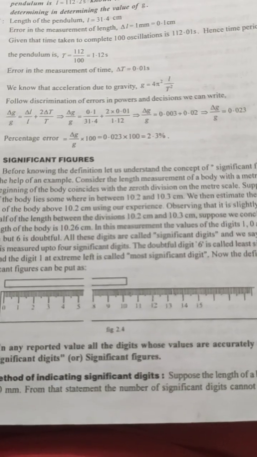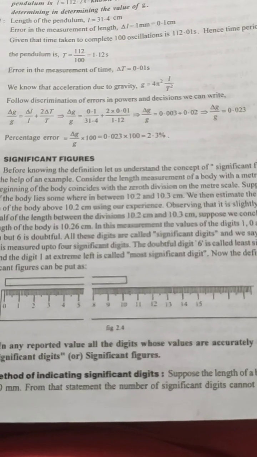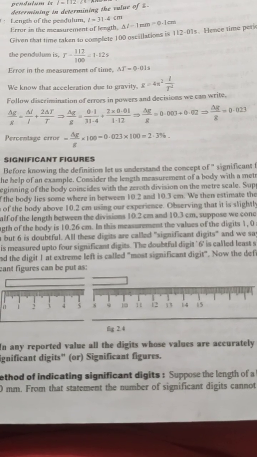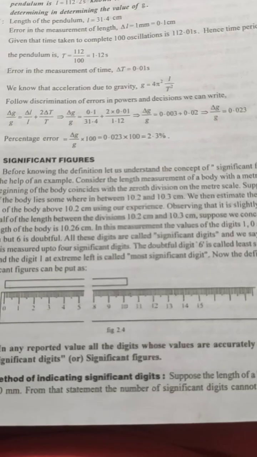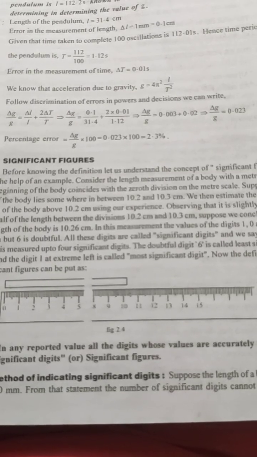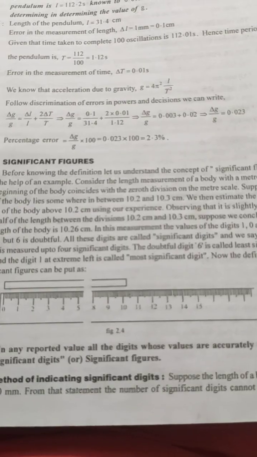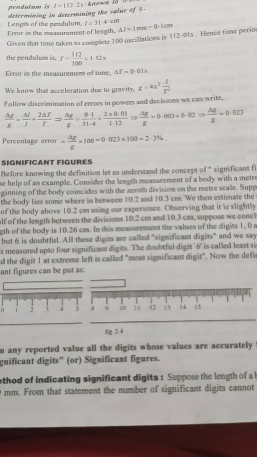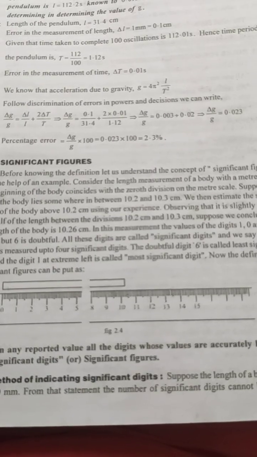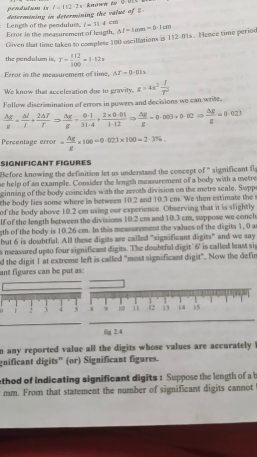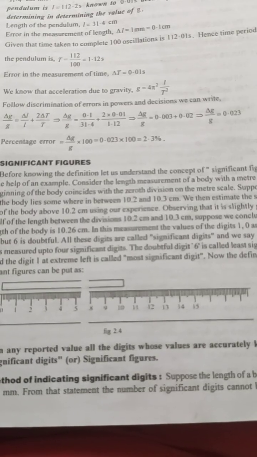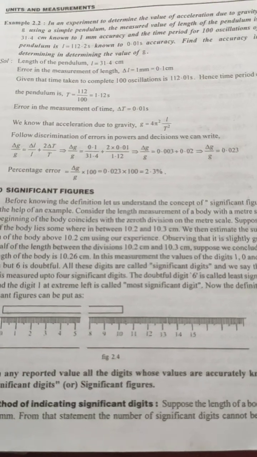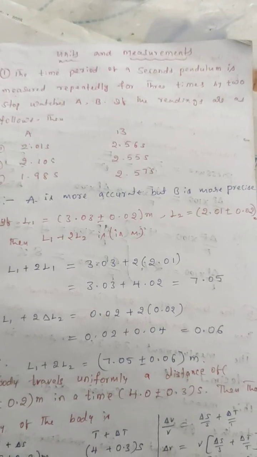Now substitute the values. Delta L is 0.1, L is 31.4, plus 2 into delta T, where delta T is 0.01 and T value is 1.12. This value we are getting is 0.023. Whenever we want the percentage error, multiply into 100, and into 100 means we will get 2.3 percent.